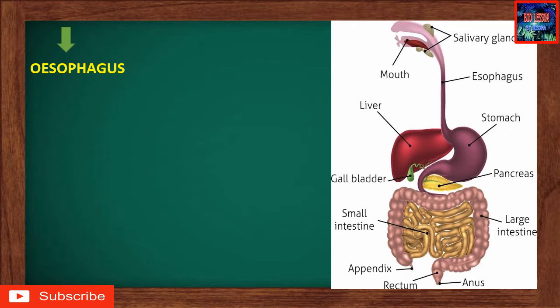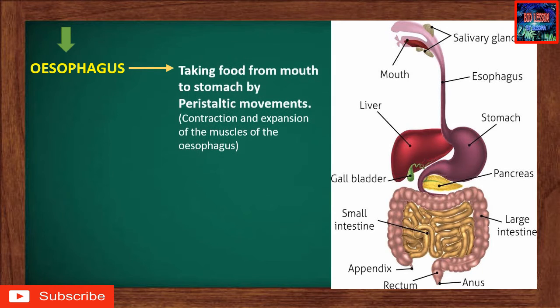After that, the food enters the esophagus. The esophagus takes the food from the mouth to the stomach by peristaltic movements. Now, peristaltic movement is the contraction and expansion of the muscles of the esophagus.